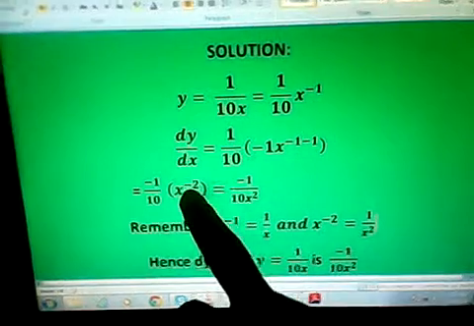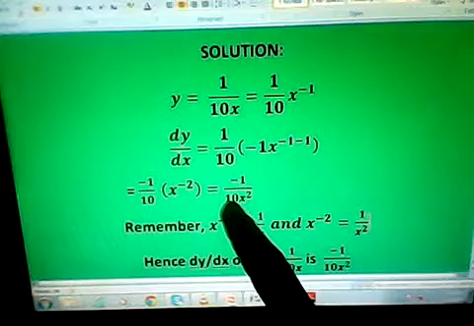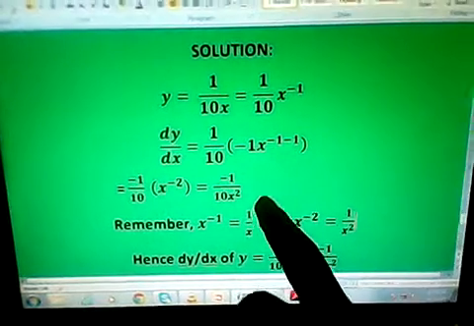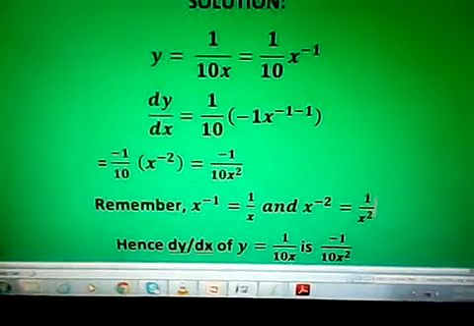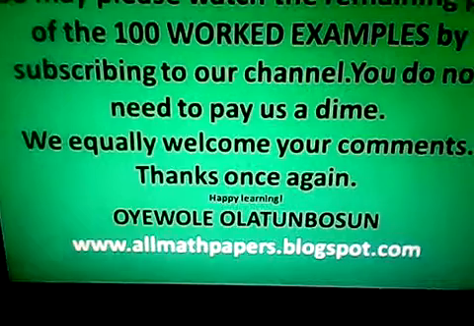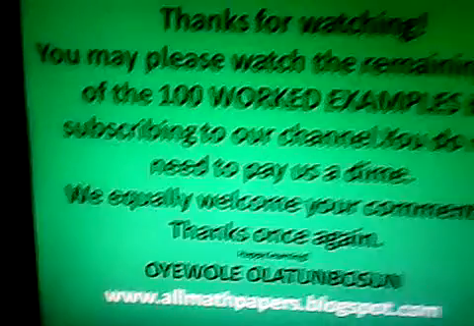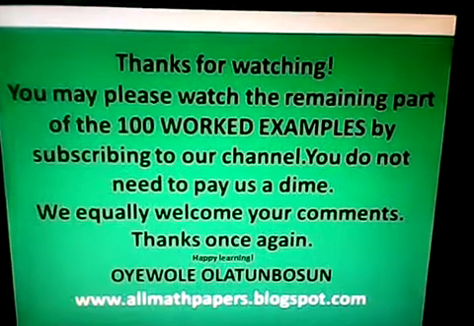And we know that x raised to the power minus 2 is 1 over x squared. So our answer actually is minus 1 over 10x squared. We have applied some laws of indices, which you have seen here. X raised to the power minus 1 is equal to 1 over x, and x to the power minus 2 is 1 over x squared. That's all that we have to go through for today.